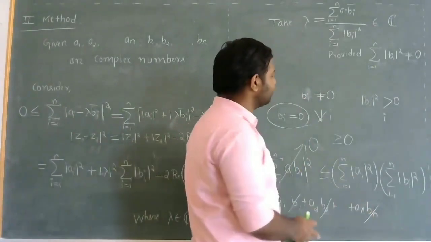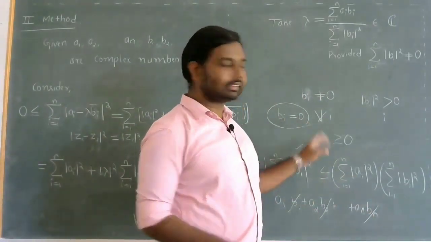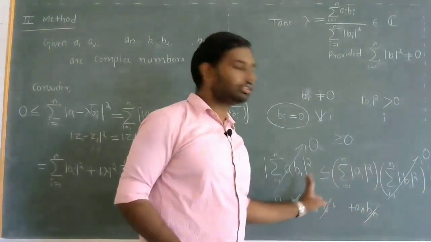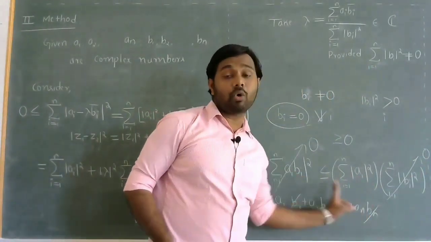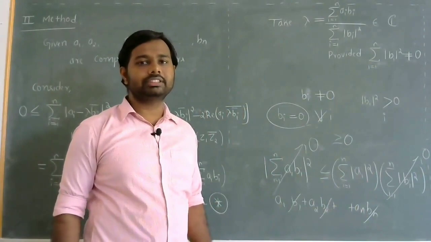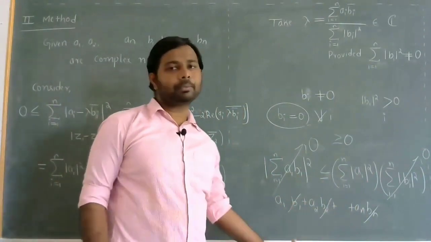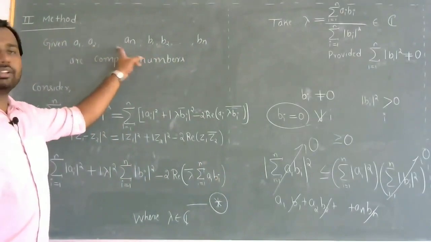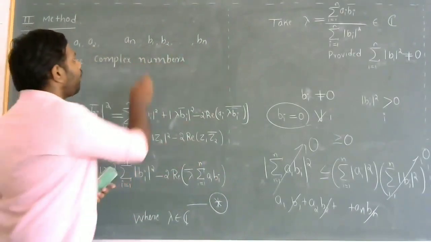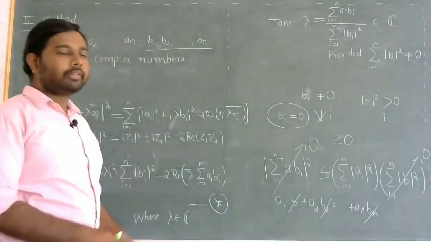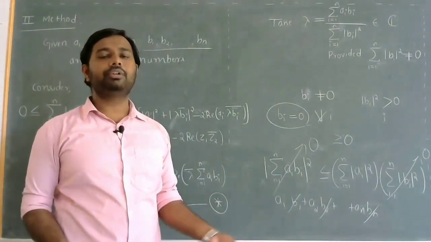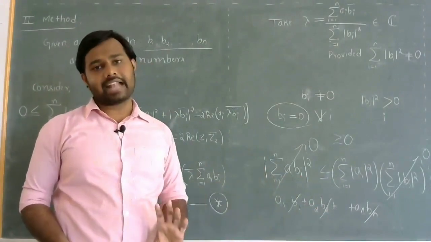Now come to the right hand side. As all bi's are 0, this summation will be 0, so 0 into anything will be 0. So actually equality holds in Cauchy's inequality. So no need to prove in that case, right? If you are starting with numbers a1, a2, an, b1, b2, bn where all bi's are 0, then Cauchy's inequality holds trivially. No need to prove explicitly in that case.